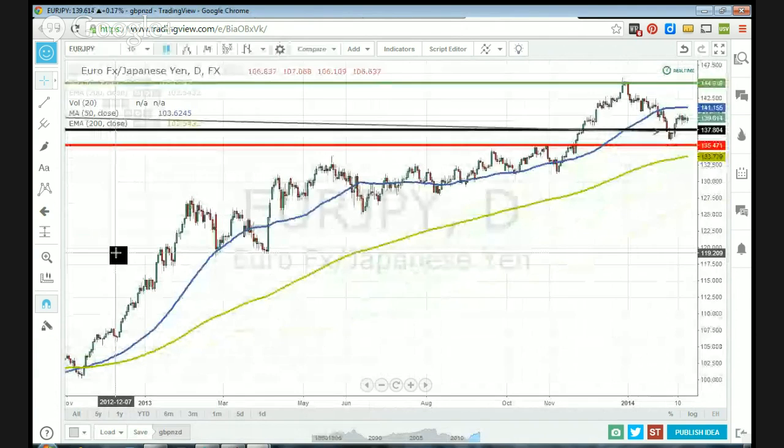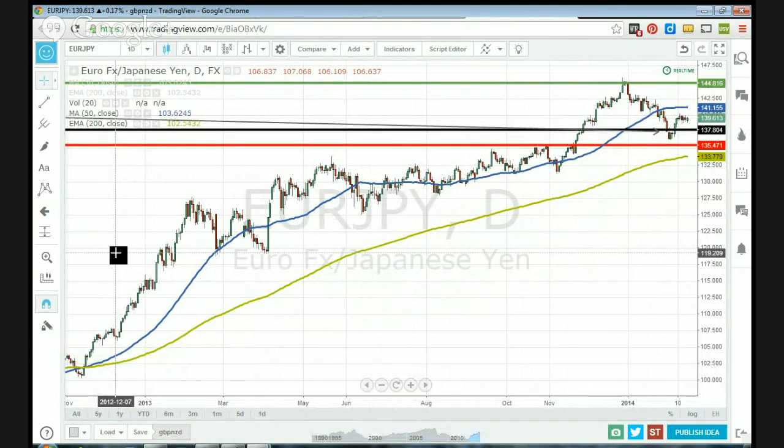Okay. I've got an entry order here, Euro yen, to go long at 137.80. You can see the red line is the stop, and the green line is the target profit. This is based on a weekly chart, so we'll see if the yen gives me the pullback I'm looking for.